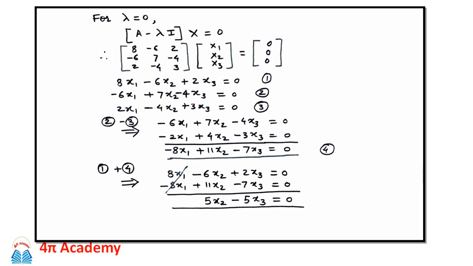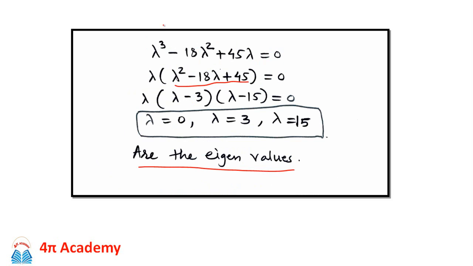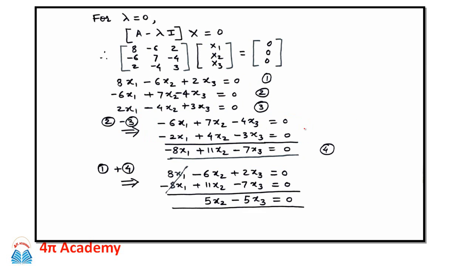So now the next task is to find the eigenvectors. For each eigenvalue you have to find the set of eigenvectors, and let us discuss how to find the eigenvectors for the eigenvalue lambda equal to 0. So remember that you have to find the eigenvectors for each eigenvalue. So we are going to find the eigenvectors for lambda equal to 0, lambda equal to 3 as well as lambda equal to 15.